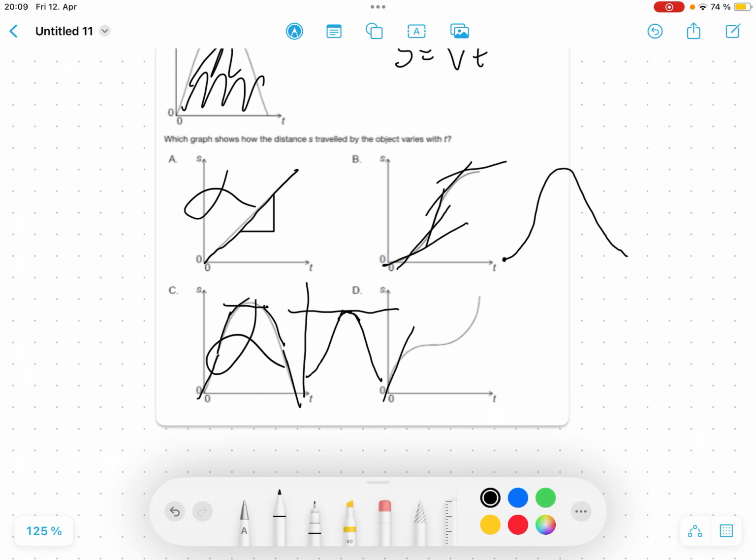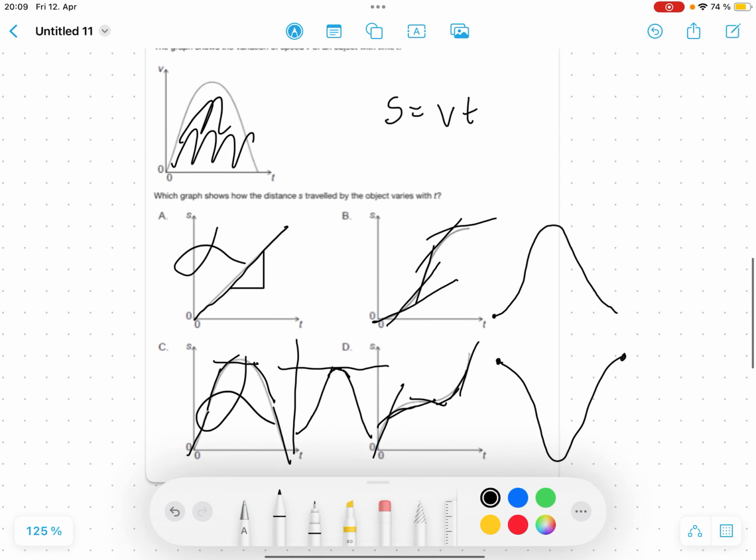Now, for this one, we have a tangent which is initially very high, then starts to decrease, then increases. We would get something that looks like this. Initially very high and then decreases. Thus we know that the correct answer is B, as this graph matches this graph.